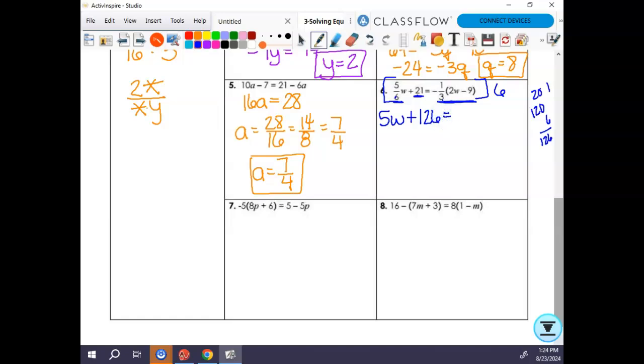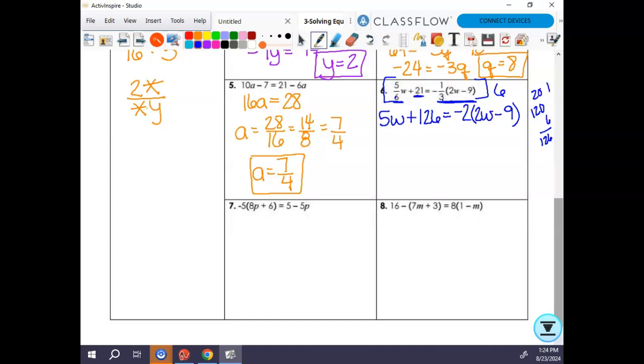Now, 6 times a negative 1/3, I know is going to be negative. We're going to be very careful with our negatives. So 6 times 1/3 would be 6 over 3, which is what? 2. Okay, 2. And then I get 2W minus 9. Any questions about why I did or didn't do anything in those steps? Don't be afraid to ask a question.